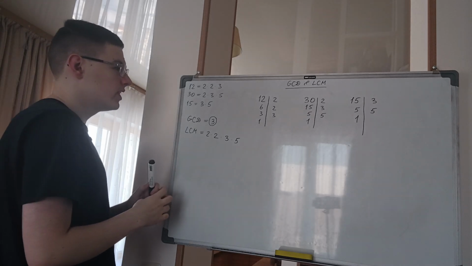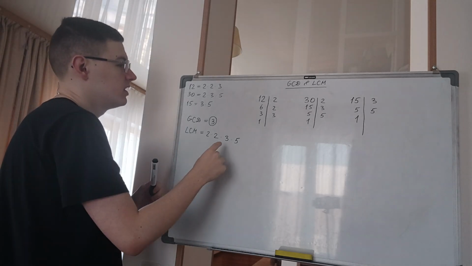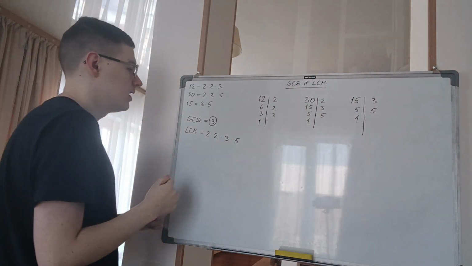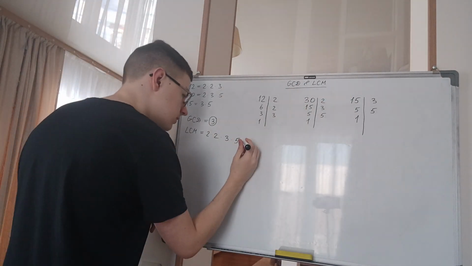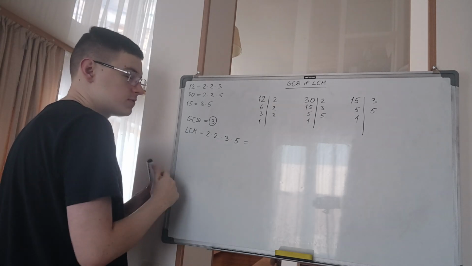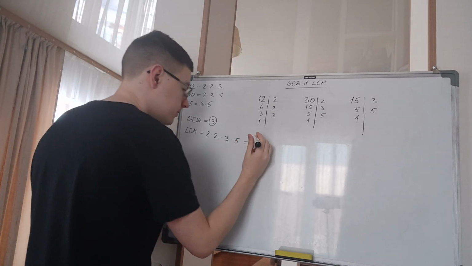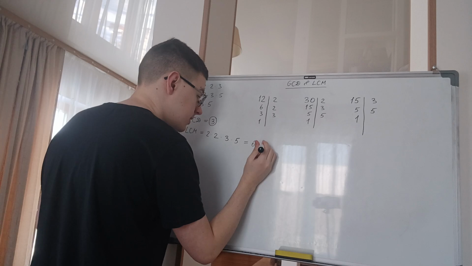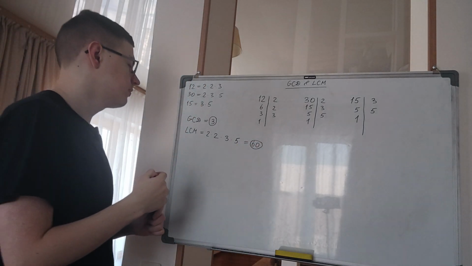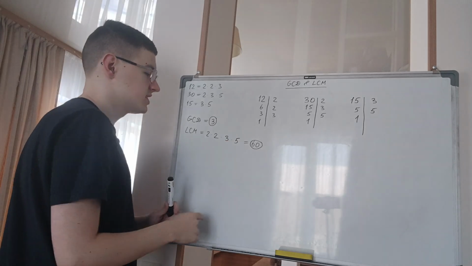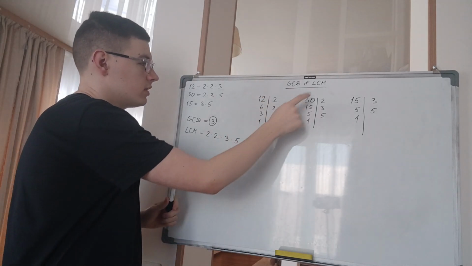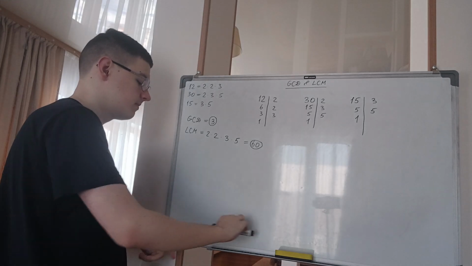So it's indeed so. We can divide 12, 30, and 15 by 3. Okay, 2 times 2 is 4, 4 times 3 is 12, 12 times 5 is 60. 60 is the least common multiplier of these three numbers, since 60 can be easily divided by 12, 30, and 15.